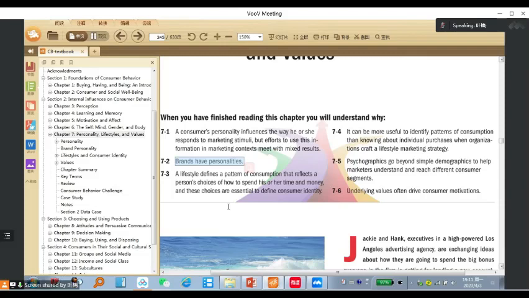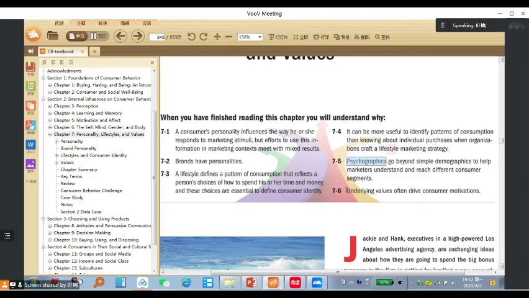Lifestyle defines a pattern of consumption that reflects a person's choices of how to spend his or her time and money. And these choices are essential to define consumer identity. Their lifestyle marketing strategy. And psychographics go beyond simple demographics to help marketers understand and reach different consumer segments, which we can rely on the lifestyle, one of the segmenting rules.